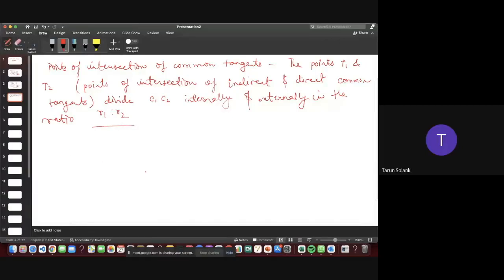So here, both points T1 and T2, the points of intersection of the indirect and the direct common tangents, divide C1C2 internally and externally in the ratio of R1 is to R2. This is the important property.